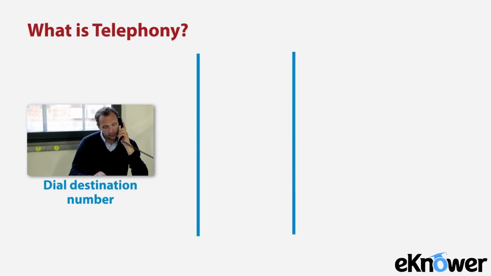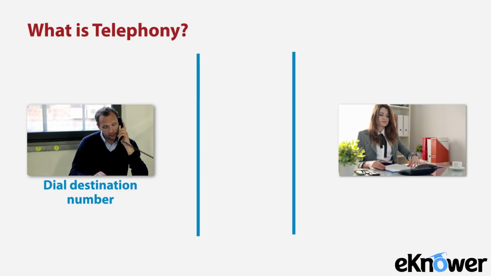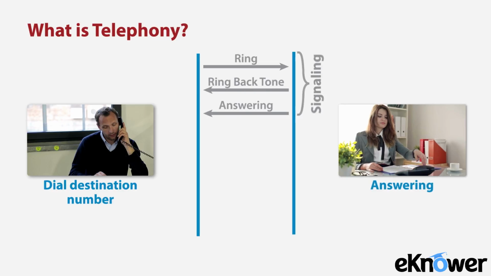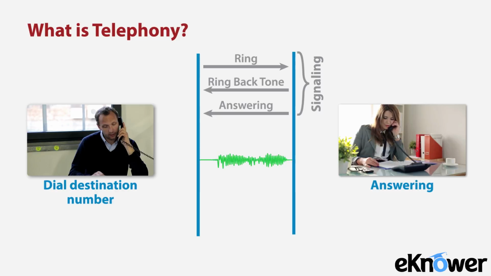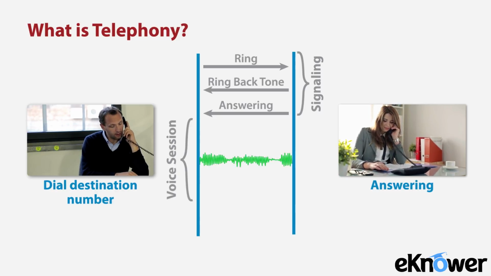Once the number is completely dialed, and before the callee answers, the caller hears a ringtone, indicating that the other side has not yet picked up the phone. Alternatively, the caller might hear a busy signal or an out-of-order signal. Once the number is dialed, the callee hears the phone ringing and, when ready, picks up the handset. At this stage, a phone call or voice session is in progress.